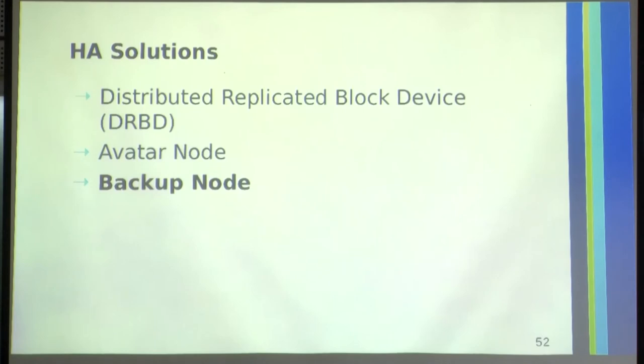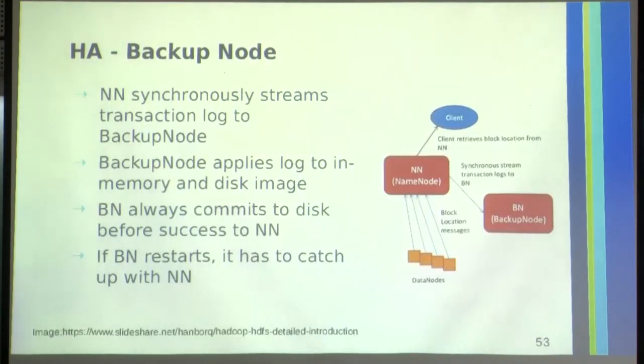The last thing is a backup node for high availability. This is a bit simpler, but the name node will synchronously stream the transaction log to the backup node. So every transaction that comes through, the edit log, I guess it's the same thing, will come over to the backup node. The backup node applies the log to its in-memory and disk image as well, and then it commits to disk, and it's not until it's committed to disk and has become reliable that it sends back a success. So the backup node again can be something that you can change over to, right? This is a bit different way of doing things.